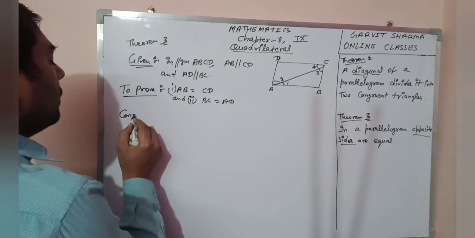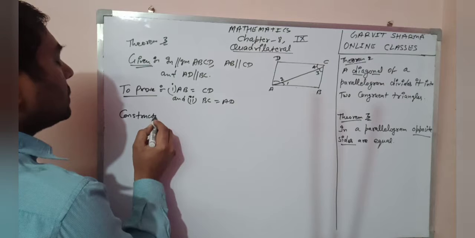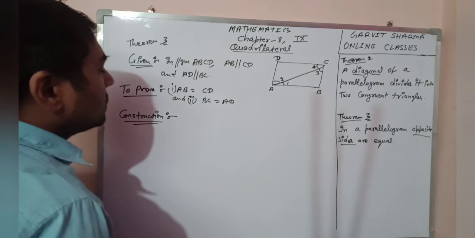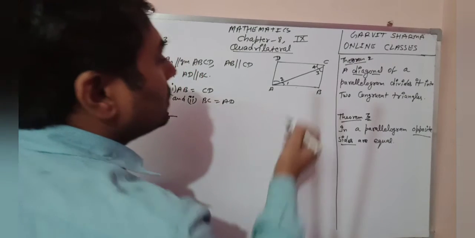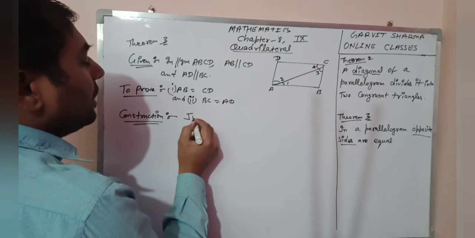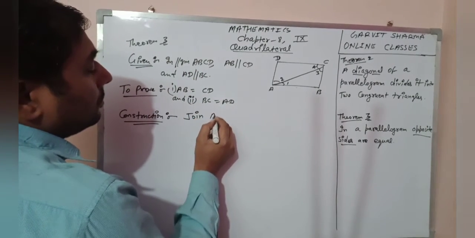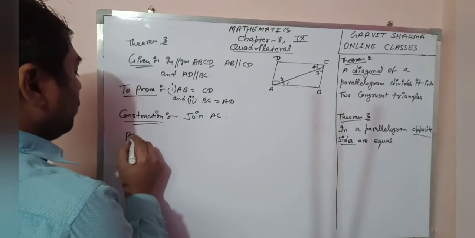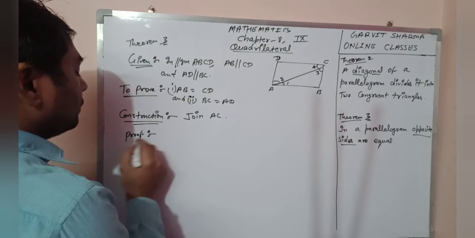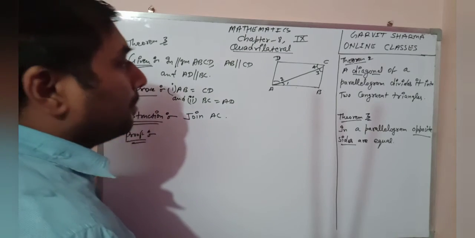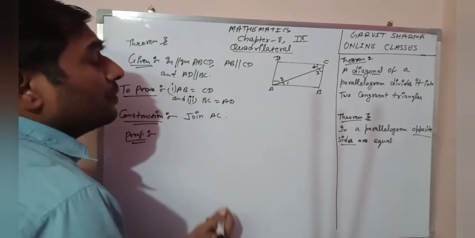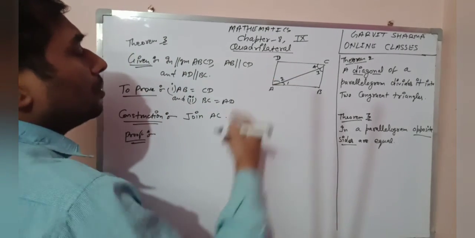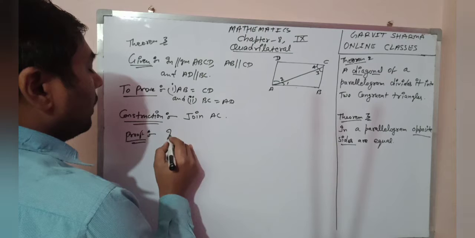Construction. We use here construction because the diagonal is not given. Join AC. Proof. Its proof will be the same. First of all, we should prove triangle ABC congruent to triangle ADC.